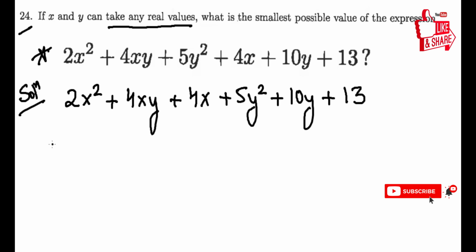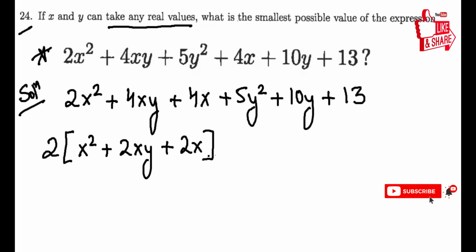What is coming common? 2 is coming common. So let's write whatever is left: x² plus 2xy plus 2x, and this bracket is closed. Now we are left with 5y² plus 10y plus 13. So this is what we got. Now we have to use the completing the square method.